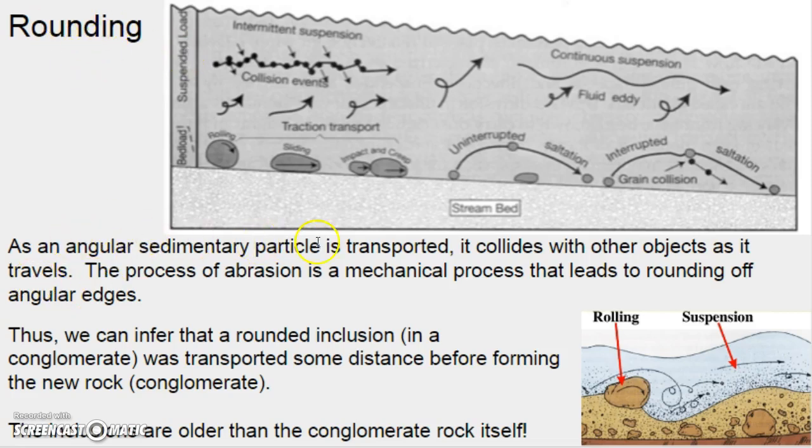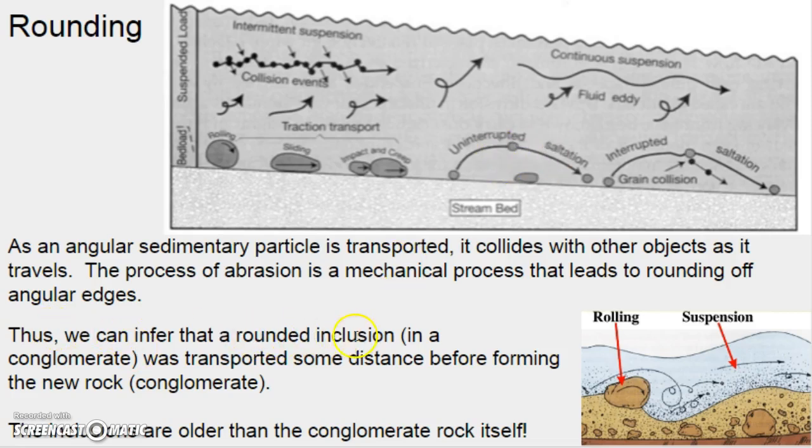As an angular sedimentary particle is transported, generally in water, it collides with other objects as it travels. This process of abrasion is a mechanical process that leads to rounding off angular edges. Here we can see within a bed load, we get these series of movements that are going to eventually take an angular sediment and are going to round it.